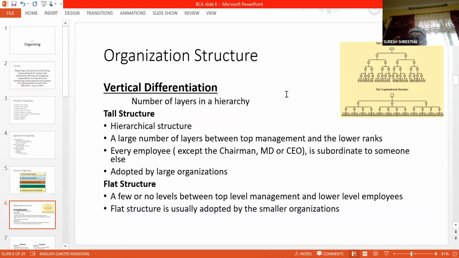बुझ्यो? Vertical differentiation, if you have too many layers, हैन? If you have too many layers in between, then that is the tall structure, and that is the vertically differentiated structure. But on the other hand, what you can have is you can eliminate all those layers in between. You can have a flat structure. So that is the differentiation. The vertical differentiation is low in flat structure. So now let's so you know the difference between the tall structure and flat structure?